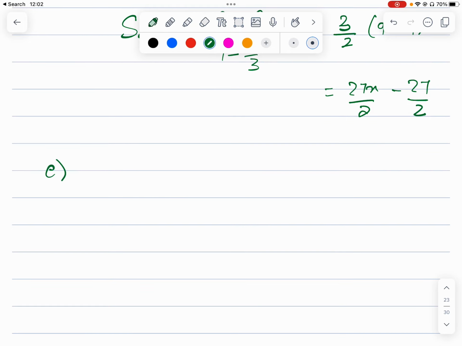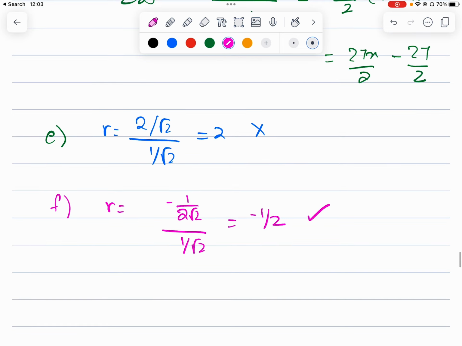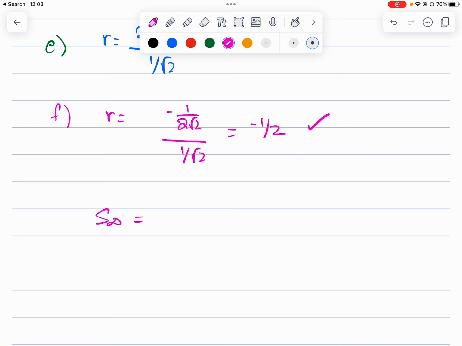Part E, common ratio is 2 upon root 2 divided by 1 upon root 2, which is 2. So it is not converging. Part F, common ratio is negative 1 upon 2 root 2 divided by 1 upon root 2, which is negative 1 upon 2. So it does exist. So sum to infinity will be 1 upon root 2 divided by 1 minus negative 1 upon 2, which is 1 upon root 2 divided by 3 upon 2, which thus becomes root 2 upon 3.